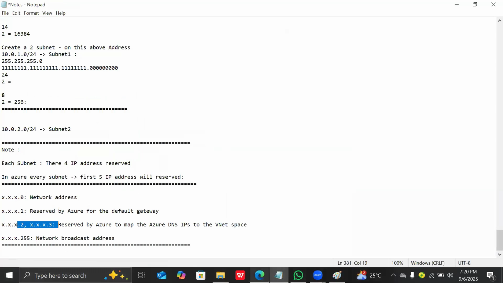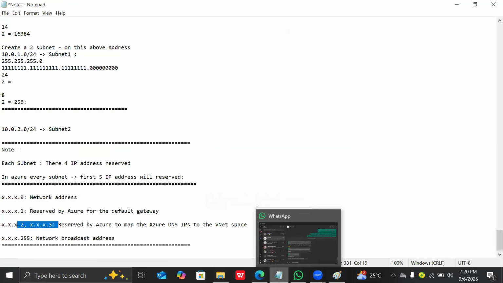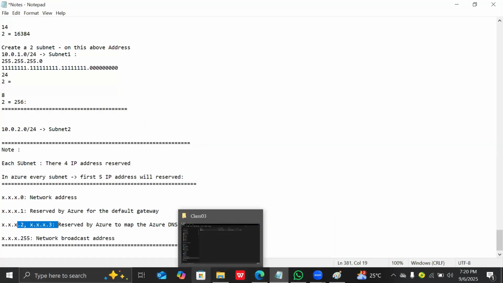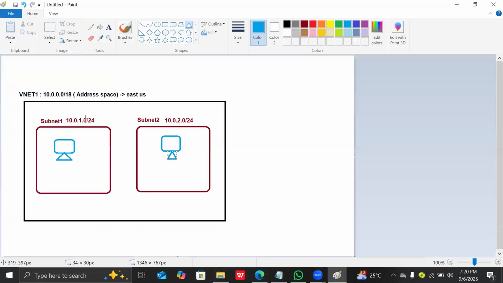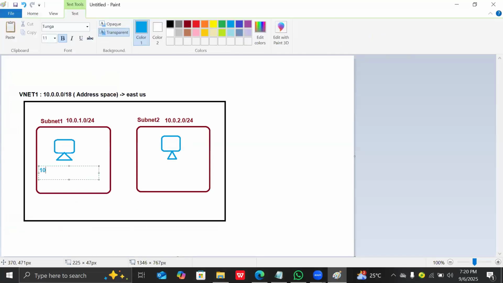Okay, so now just concentrate here, this is the most important. Once you build the machine, the IP address released here would be 10.0.1.4, correct? And similarly, if I created another VM in subnet 2, what would be the IP address? 10.0.2.4. Perfect. 10.0.2.4. That's it.